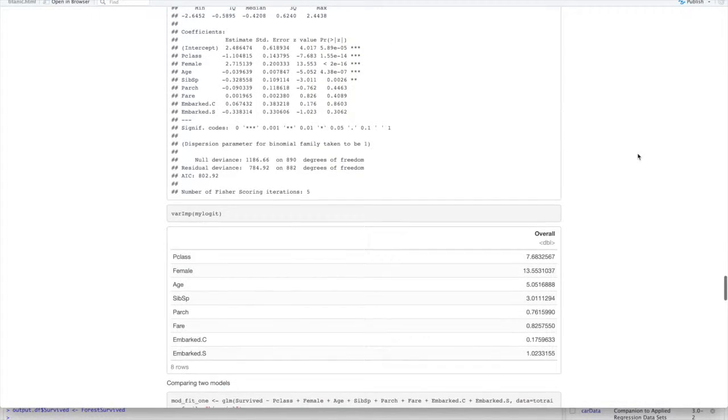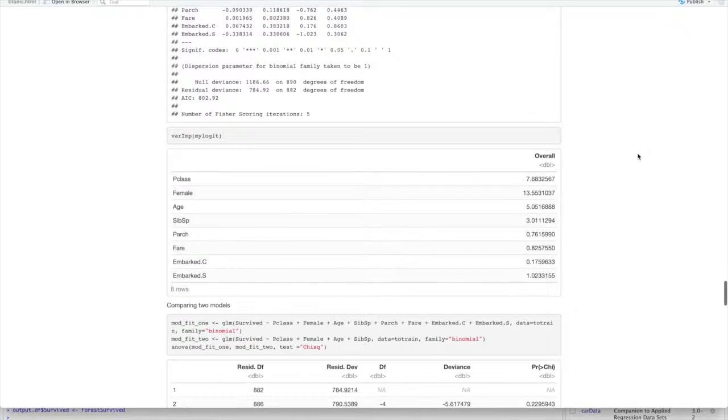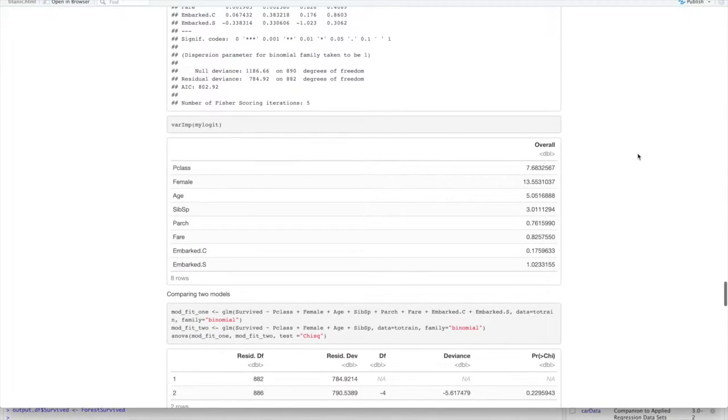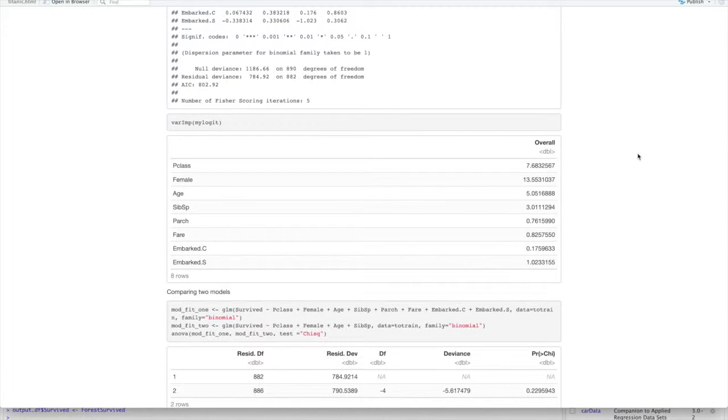Now, let's do some variable selection and test whether it will give us a more precise model. I used the caret library to try the variable importance function. It shows us that the number of parents and children, fare, and ports of embarkation are not important. Their coefficients are almost zero.